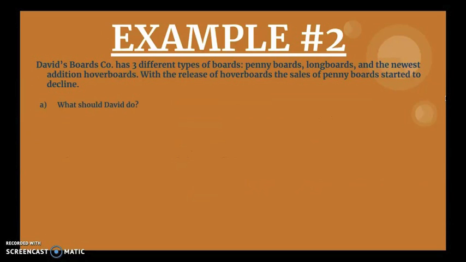Now for question number 2, let's assume that David's Boards Company has 3 different types of boards: penny boards, long boards, and the newest edition, hoverboards. With the release of hoverboards, the sales of penny boards started to decline. A. What should David do? He should discontinue penny boards and sell more profitable products instead.